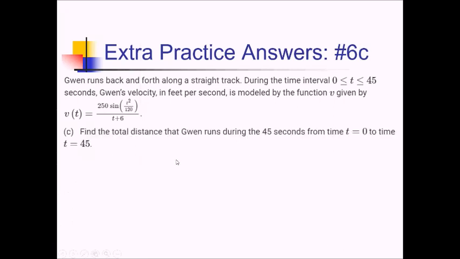For this next part, they want total distance Gwen runs during 45 seconds. So this is going to be another integral from 0 to 45, but this time we're taking the absolute value of velocity, so absolute value of v of t dt. And I defined what v is. Absolute value is just using this function that's already defined. So I really can just write this and then plug it in the calculator.